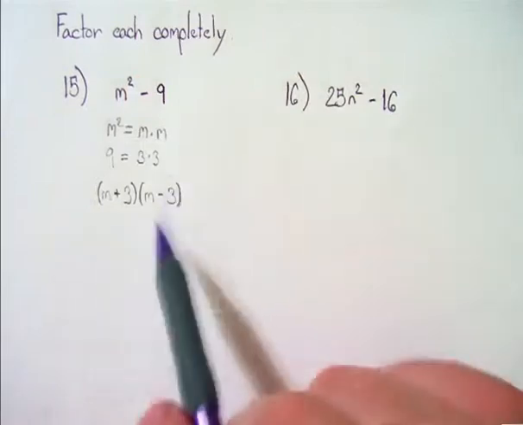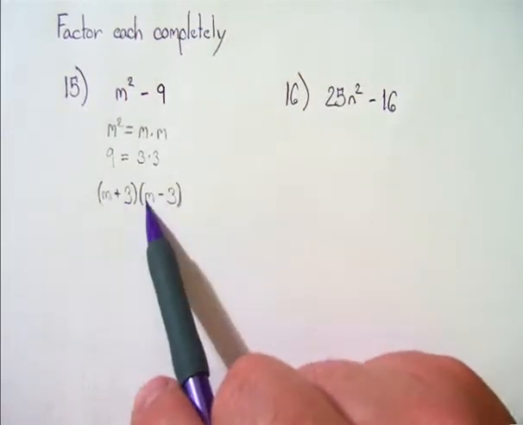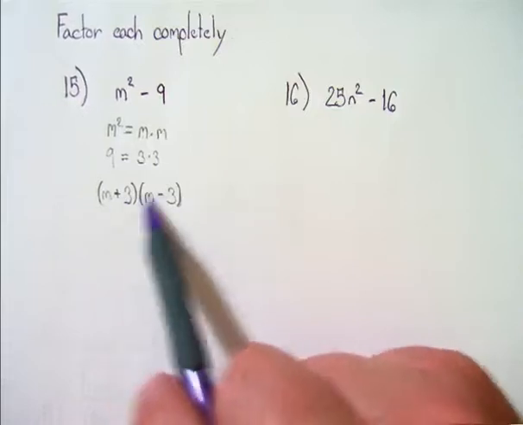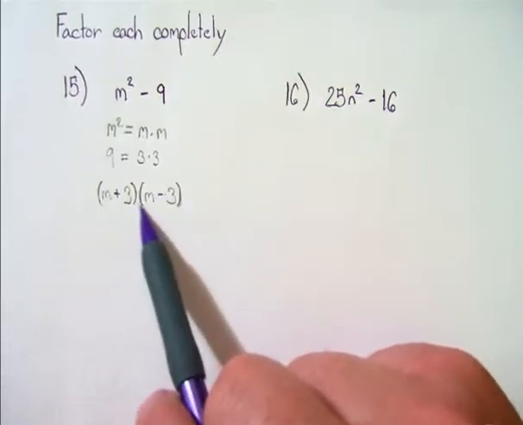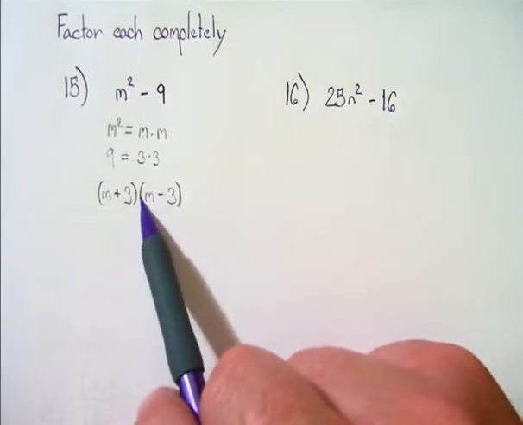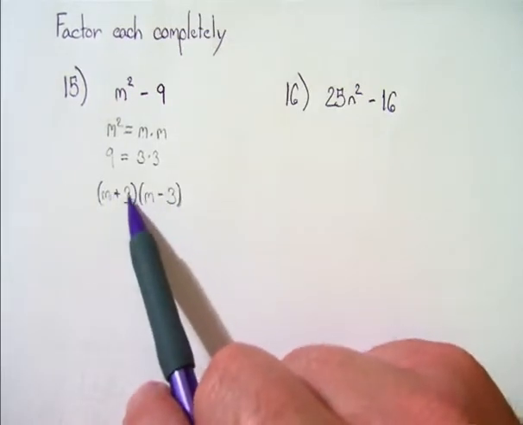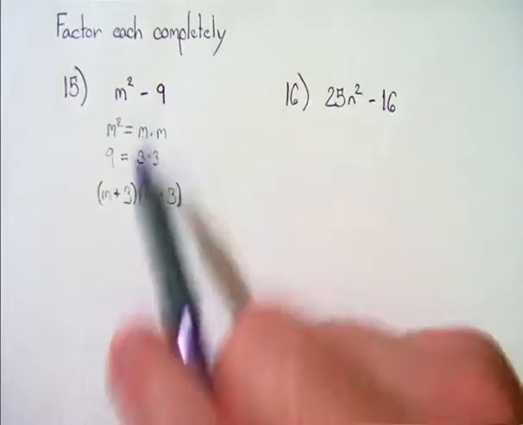Now if I multiply these together, something pretty neat happens. m times m is m squared. m times negative 3 would be negative 3m. 3 times m would be positive 3m. That negative 3m and positive 3m will cancel each other out. And so the only thing I'm left with is m squared minus 9.